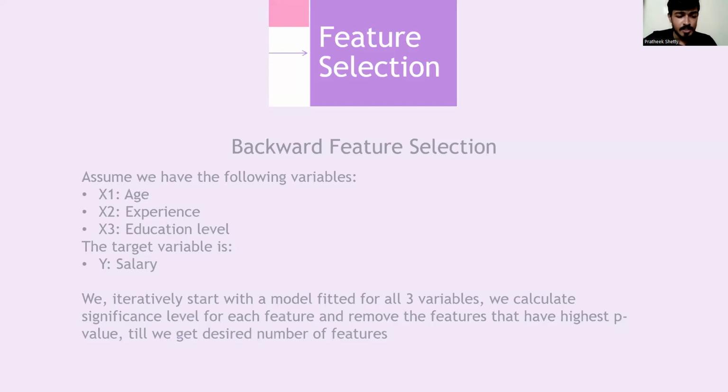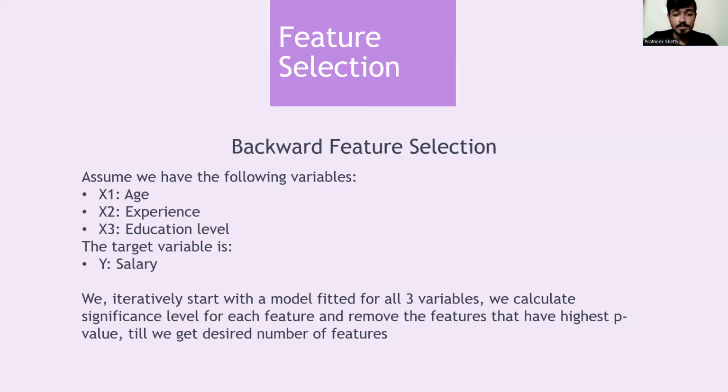Feature selection. Feature selection is the process of choosing relevant features from a larger set to improve model performance, reduce overfitting, and enhance simplicity. Here I've used backward feature selection.